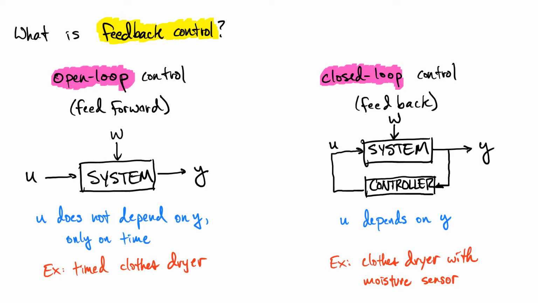The last activity demonstrated a fundamental difference between types of control that use sensor information and types of control that don't. In that activity, I mentioned that we'll use this terminology throughout the course. This is the distinction between open loop control versus closed loop control, and oftentimes we'll call that feed forward versus feedback. In the open loop case, this means that the input U does not depend on the output Y.